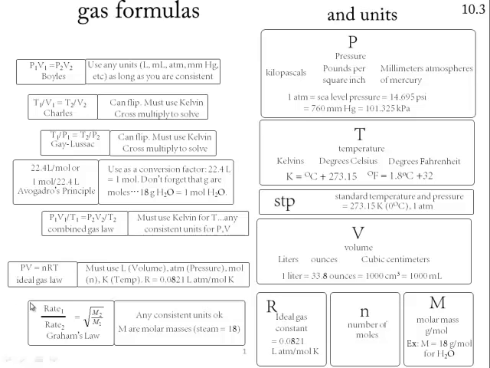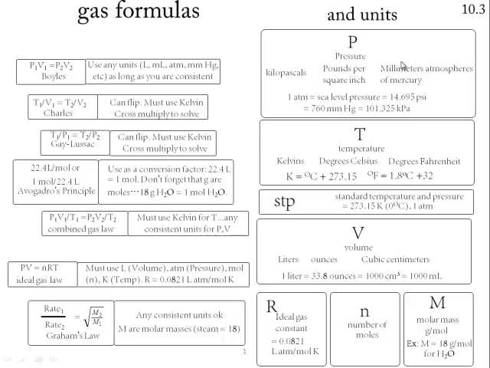Graham's law. The rate of effusion of gases is inversely proportional to the square root of their molar masses. Whoa! Simply means that little gases go faster, but not that much faster. M are their molar masses, R are their rates.